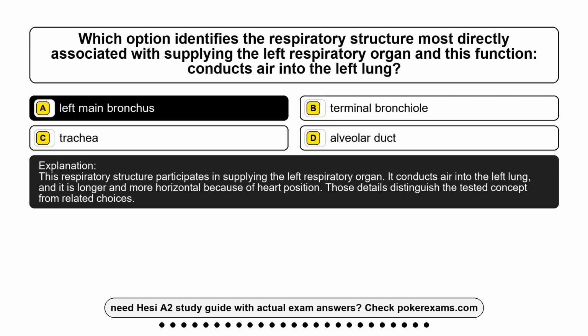This respiratory structure participates in supplying the left respiratory organ. It conducts air into the left lung, and it is longer and more horizontal because of heart position. Those details distinguish the tested concept from related choices.